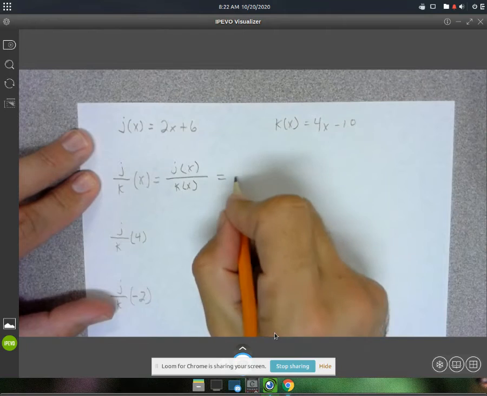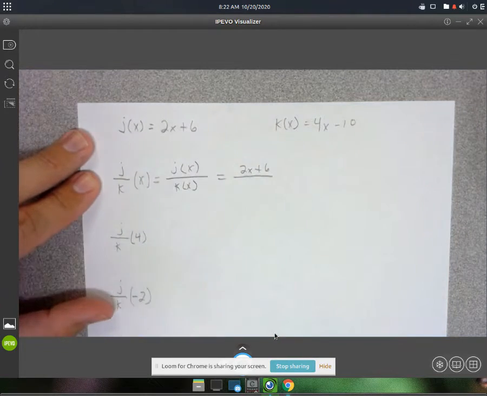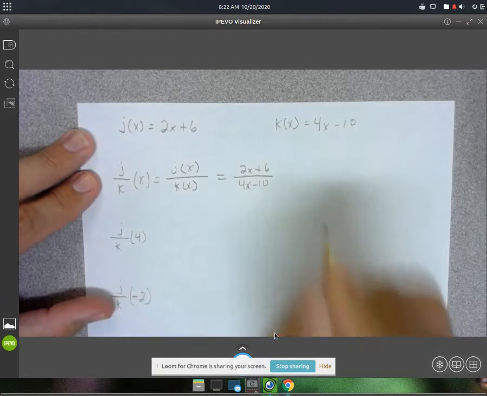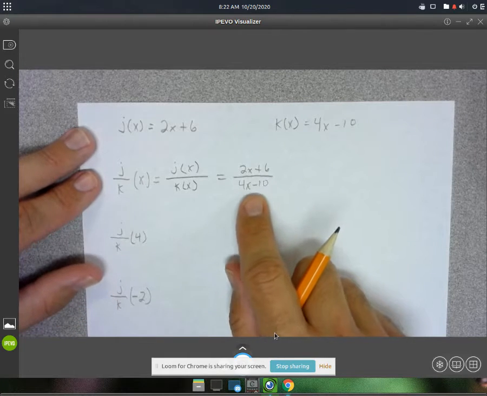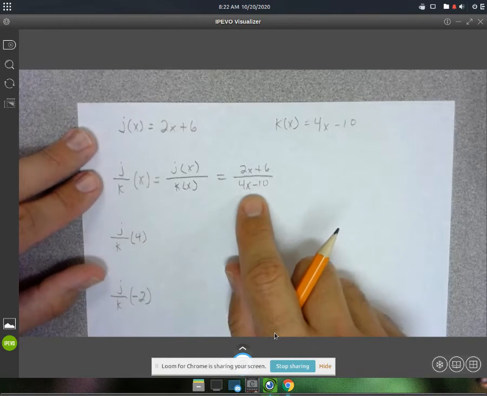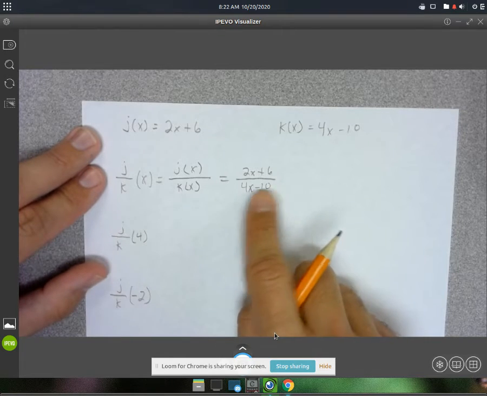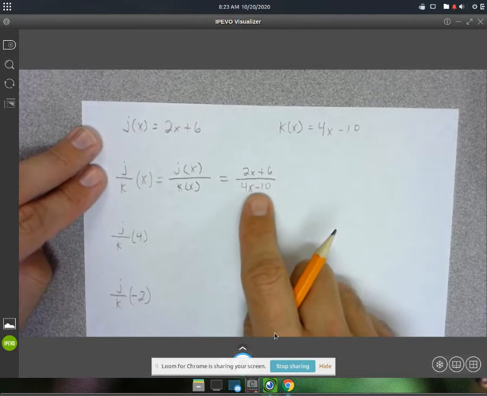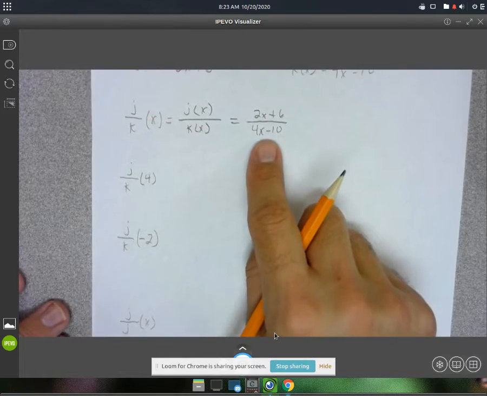So j of x is on top, so that's just our 2x plus 6, and k of x is on the bottom, so that's our 4x minus 10. And in most cases, this is going to be the way I give you your answers. This would be your answer. Technically, because they all have a 2 in common, you could factor out a 2 and then simplify that. I'm just going to use this. I'll show you what I mean towards the end of the video here.